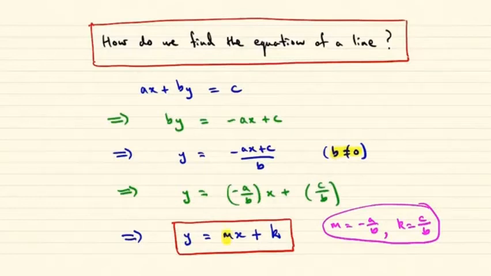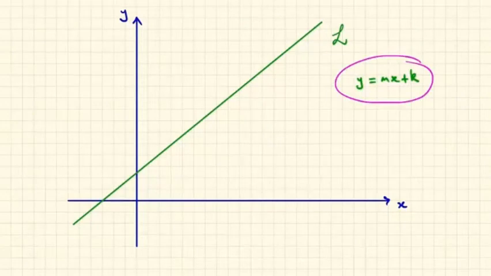M is our old friend the slope, and k turns out to be the y-intercept where x is equal to 0. The line passes through the y-axis at y equals k and moves m units vertically for each unit moved horizontally.